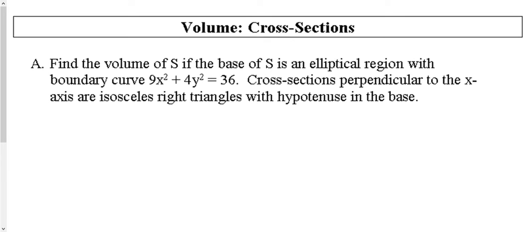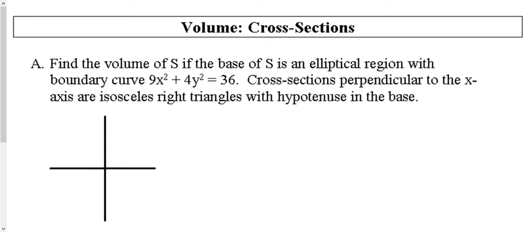So here's another example. We're going to find the volume of S. The base of S is an elliptical region with boundary curve 9x squared plus 4y squared equals 36. And then known cross sections perpendicular to the x-axis are isosceles right triangles with the hypotenuse in the base. All right, so my suggestion is, first thing, sketch the base of your region. It's an elliptical region, and then the cross sections are isosceles right triangles.